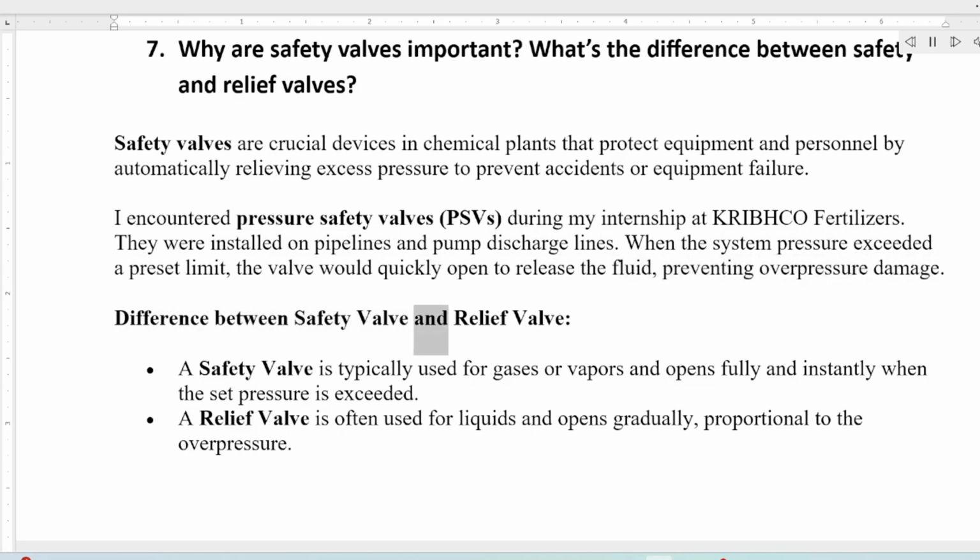Difference between safety valve and relief valve. A safety valve is typically used for gases or vapors and opens fully and instantly when the set pressure is exceeded. A relief valve is often used for liquids and opens gradually, proportional to the overpressure.